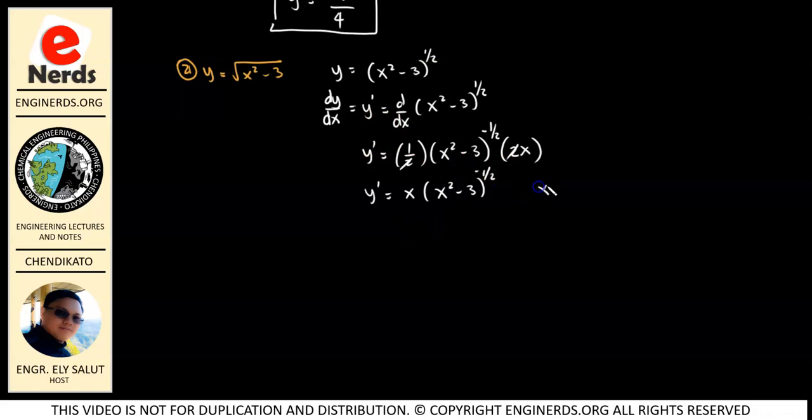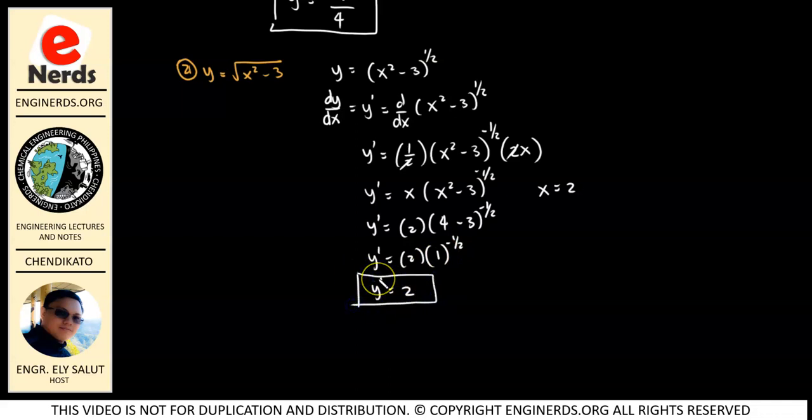Now our x is equal to 2. Therefore our y prime is equal to 2 times (x squared, which is 4, minus 3) to the negative 1/2. So y prime is equal to 2 times (4 minus 3, which is 1) to the negative 1/2. So this is equal to 1, so y prime is equal to 2. So this is our final answer for this problem. Now let's go to problem number 22.